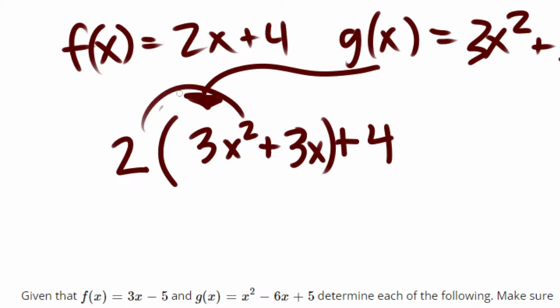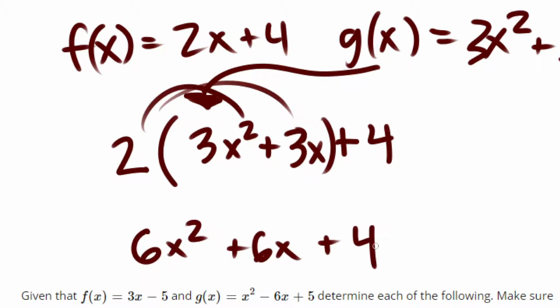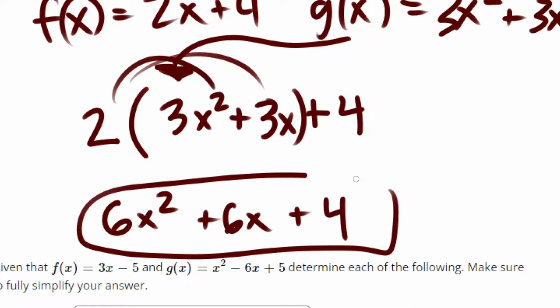And now we can distribute these. So we'll have 6x squared plus 6x plus 4. And that's your answer. That's your new function.